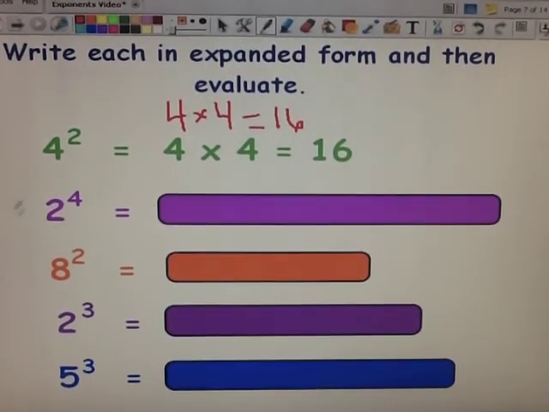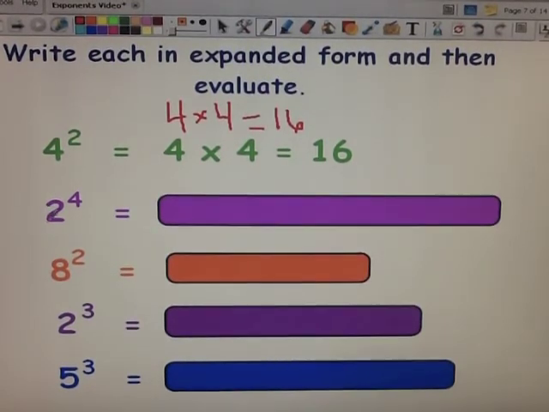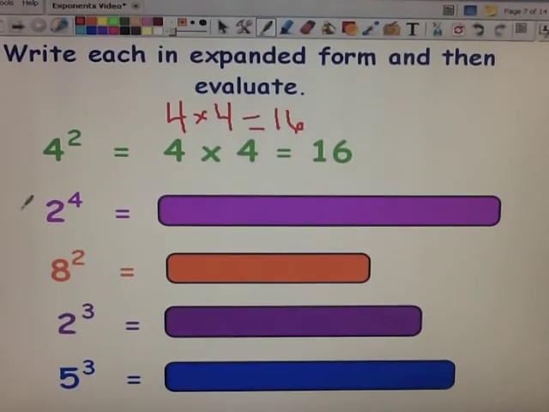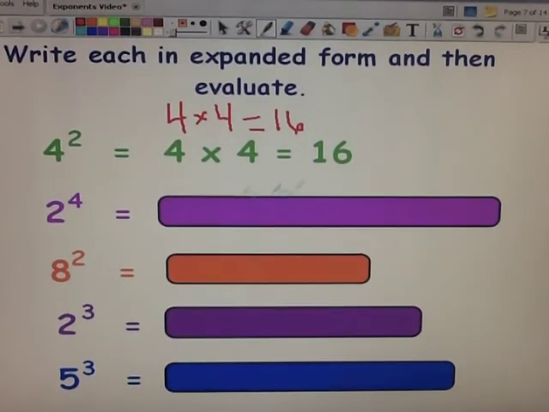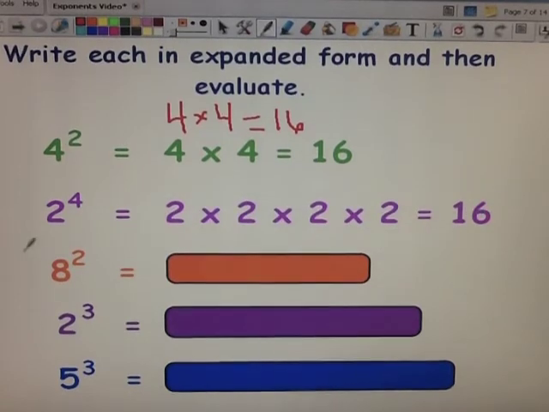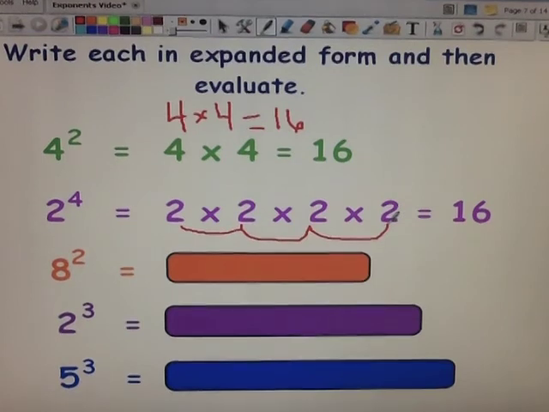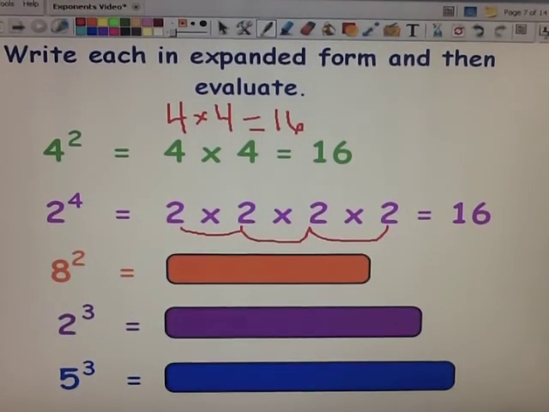Okay, let's look at the next problem. 2 to the 4th power. Do you think that 2 to the 4th power equals 8? Hopefully you don't, because we need to expand it. 2 to the 4th power is the big number 2 written 4 times and multiplied together. So 2 times 2 is 4, times 2 is 8, times 2 is 16. 2 to the 4th power equals 16.